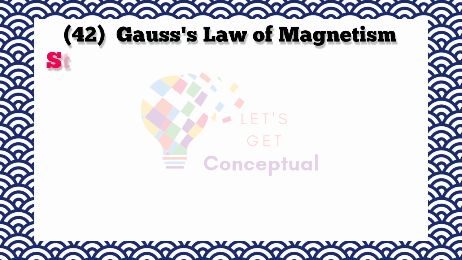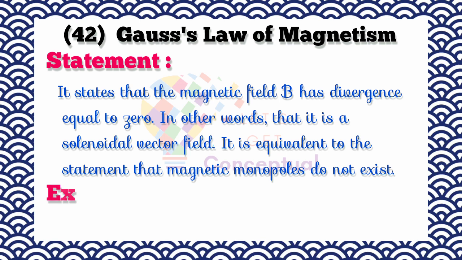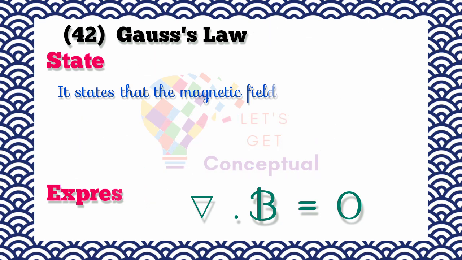Number 42. Gauss's law of magnetism. Statement: It states that the magnetic field B has divergence equal to 0. In other words, it is a solenoidal vector field. It is equivalent to the statement that magnetic monopoles do not exist. Expression: Del dot B is equal to 0.